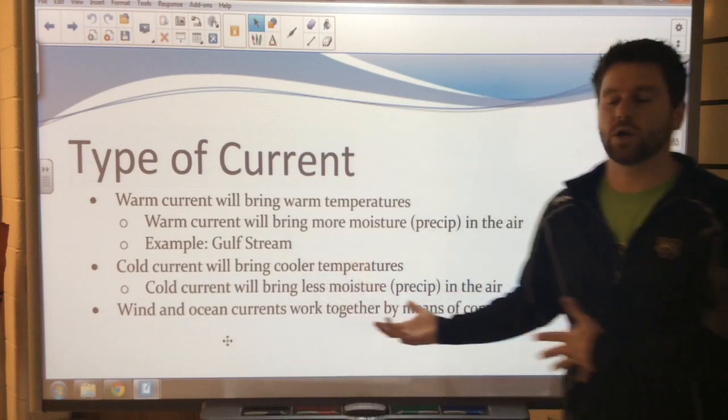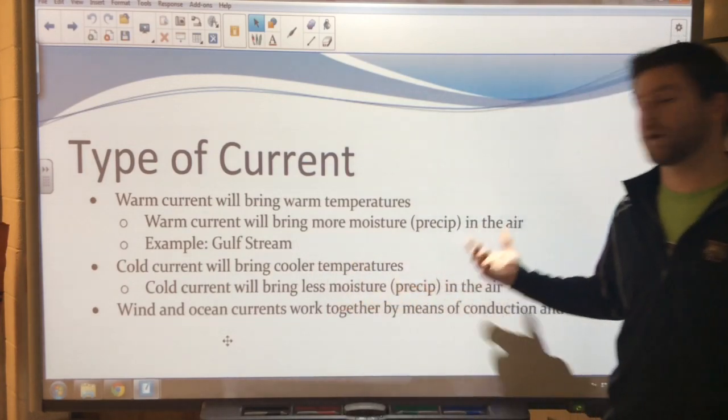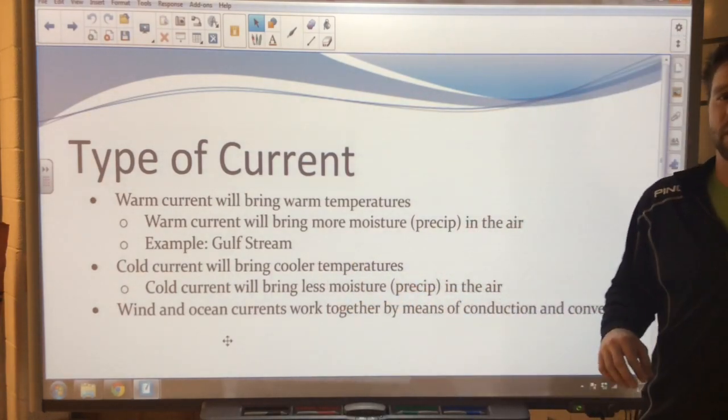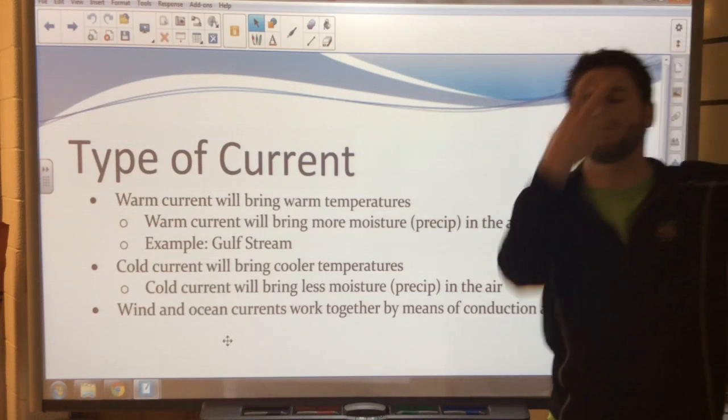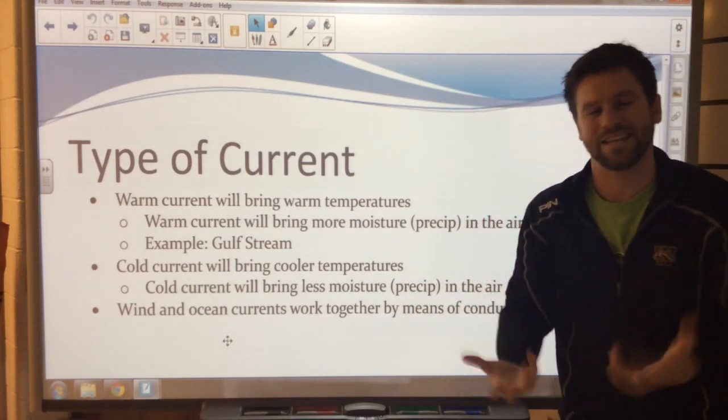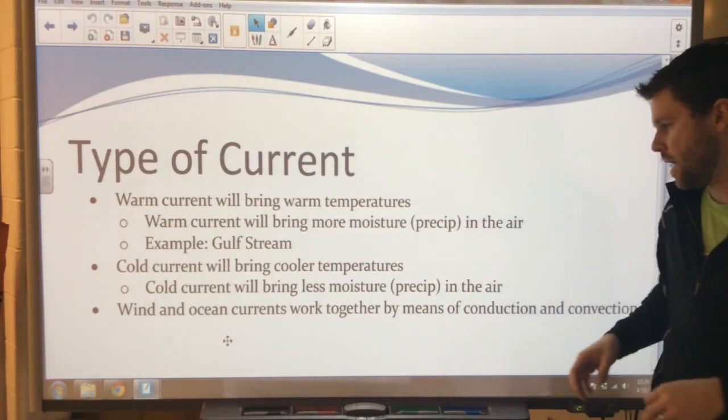Cold currents obviously bring cooler temperatures. Cold currents also bring less moisture, right? So if a current is cold, it's going to be drawing cold air with it, and typically that cold air is dry air.